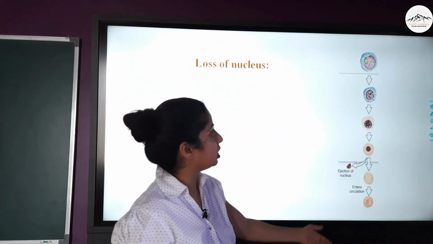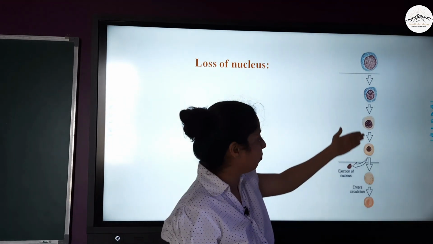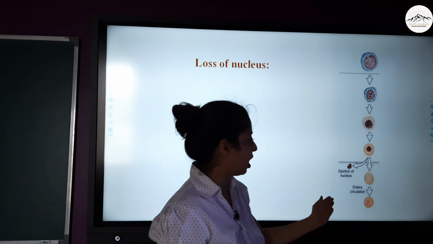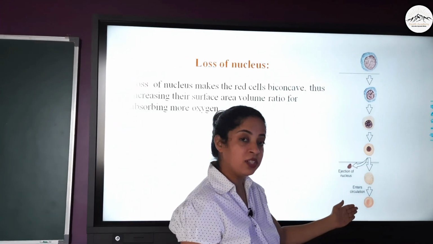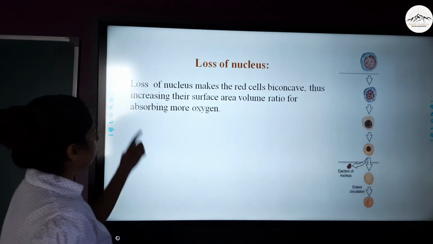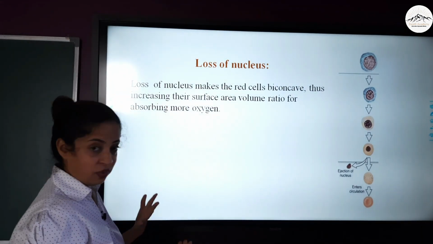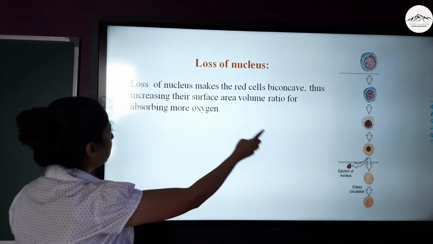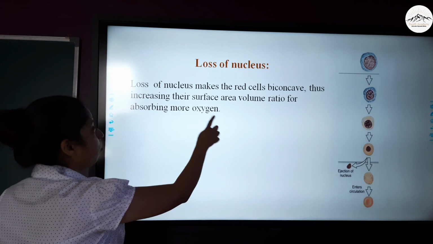Now here you can see that as the RBC is formed, it had a nucleus, and as it matures the nucleus ejects, and you can see here the biconcave RBC which we have studied earlier. So the loss of nucleus makes the red cells biconcave, as we know the shape is. Thus, it increases their surface area to volume ratio for absorbing more oxygen.